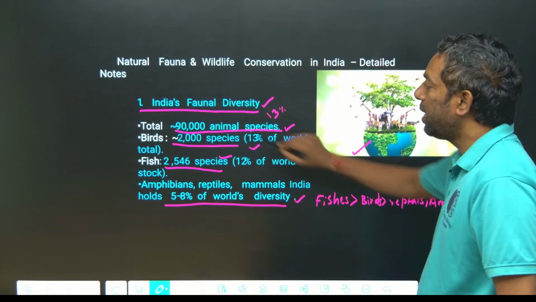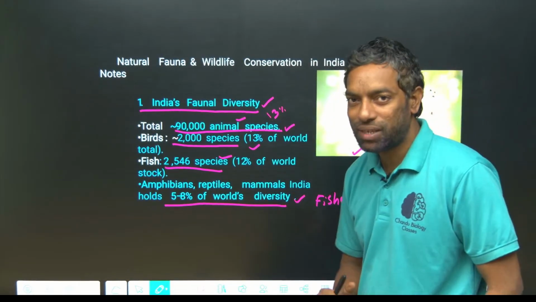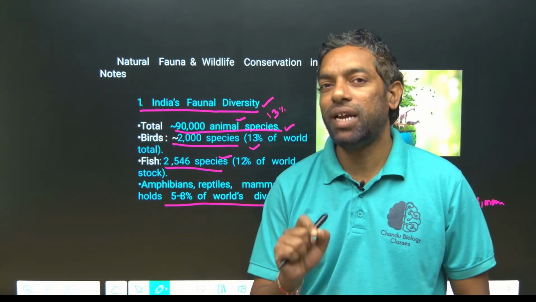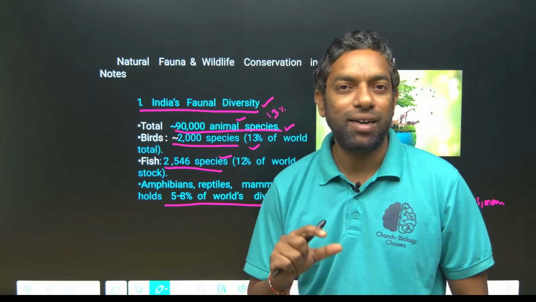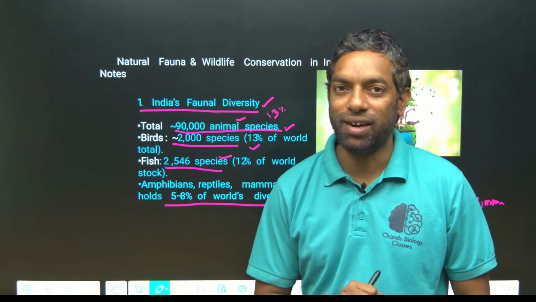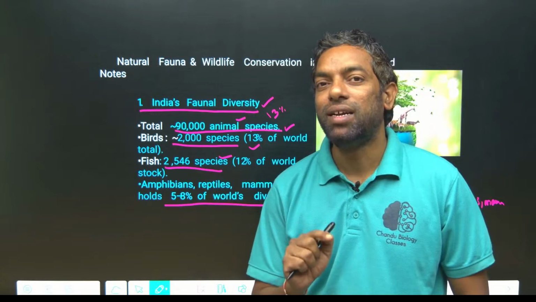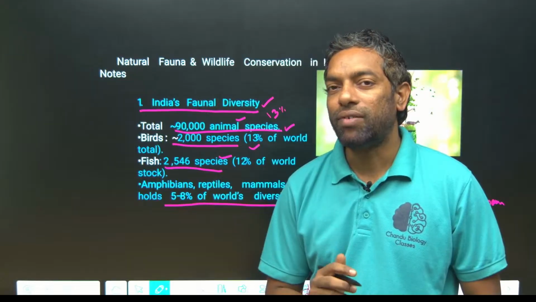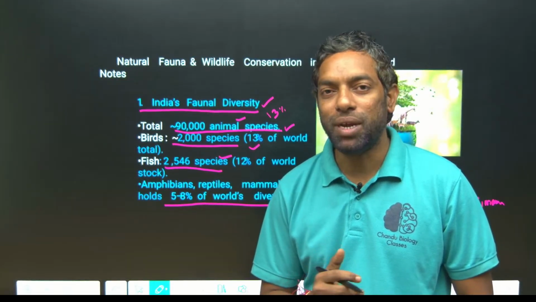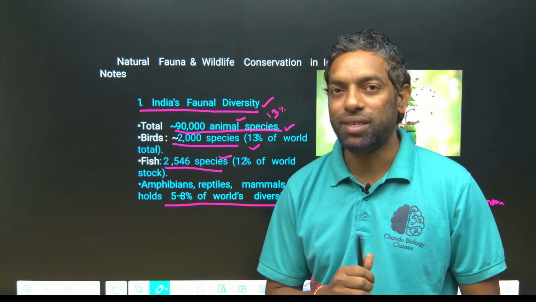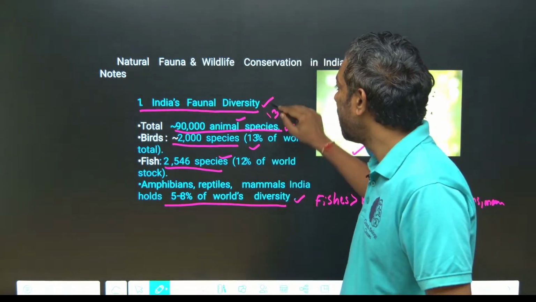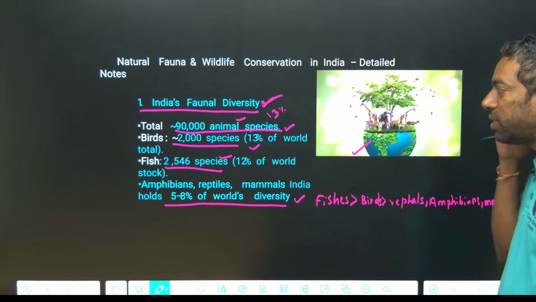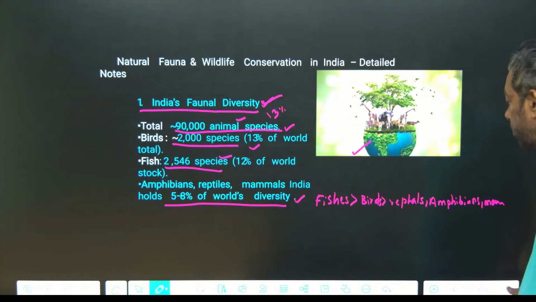90,000 animal species are diversified in India. 2,500 is fish diversity, there are 2,500 types of fishes, and 2,000 types of birds are there in India right now. After that there are mammals, reptiles, amphibians, and different kinds of species in biodiversity-rich areas of India. They can ask you the question in any form, guys.